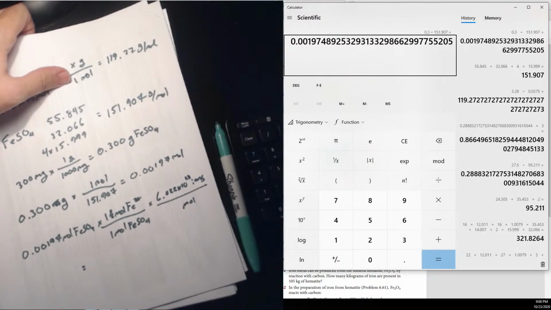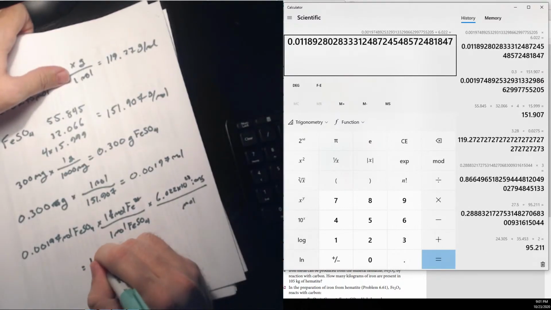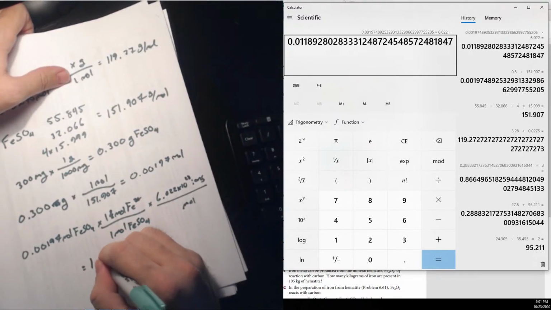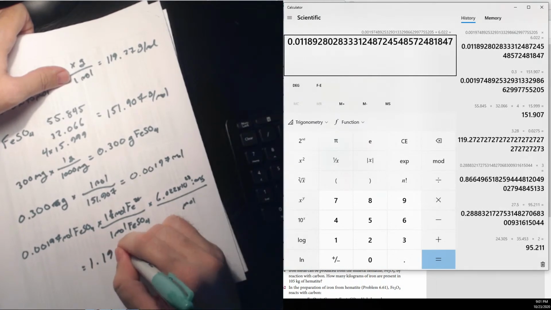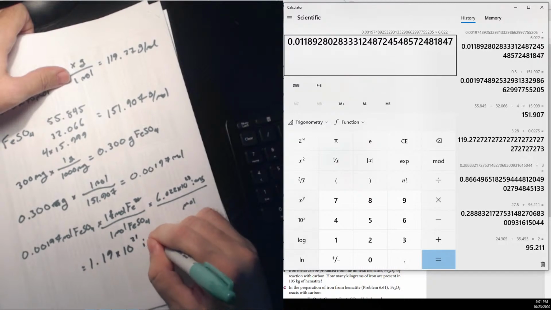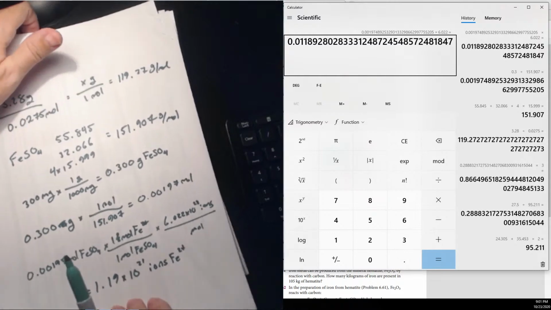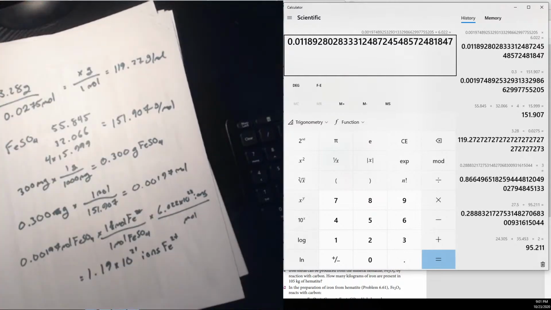So we just times 6.022 is 1.19 times 10 to the 21st ions. So what I did was I multiplied by Avogadro's number. All right, who's next?